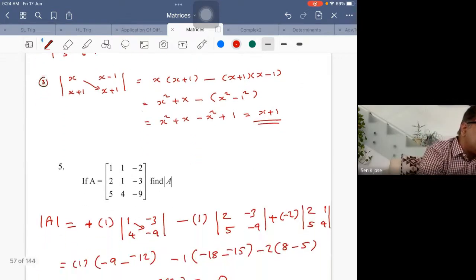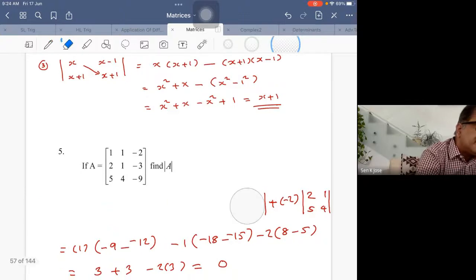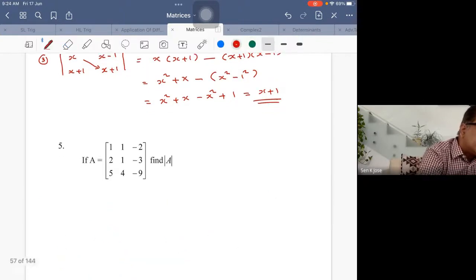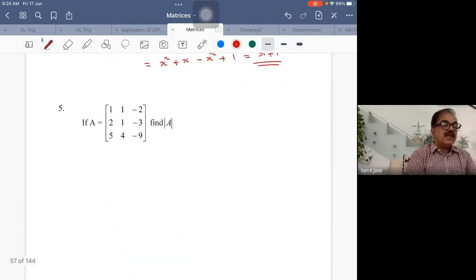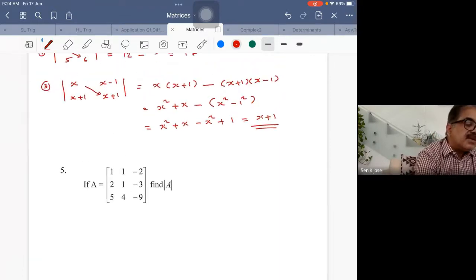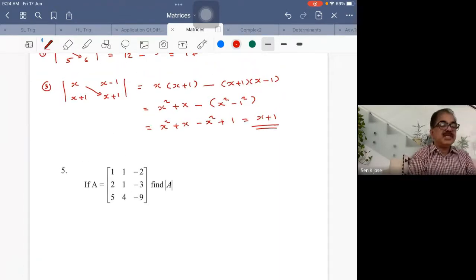Question number 5 next. Because if you all have finished that. Question number 5, to find just the determinant of that matrix given to you. There is a matrix A given to you and you have to find out what is the determinant of A. Okay, try it. You will copy the determinant and you know for 3 by 3 how you do.